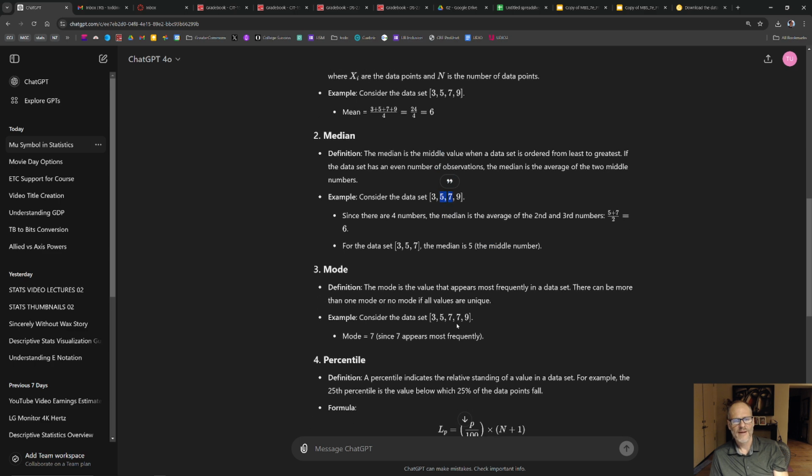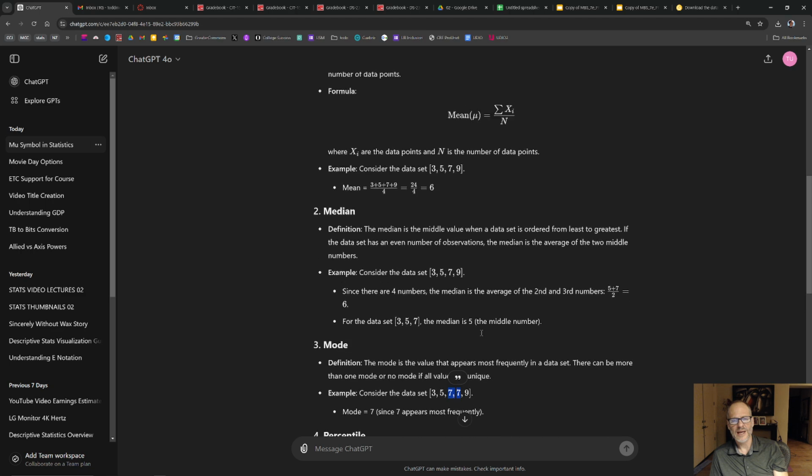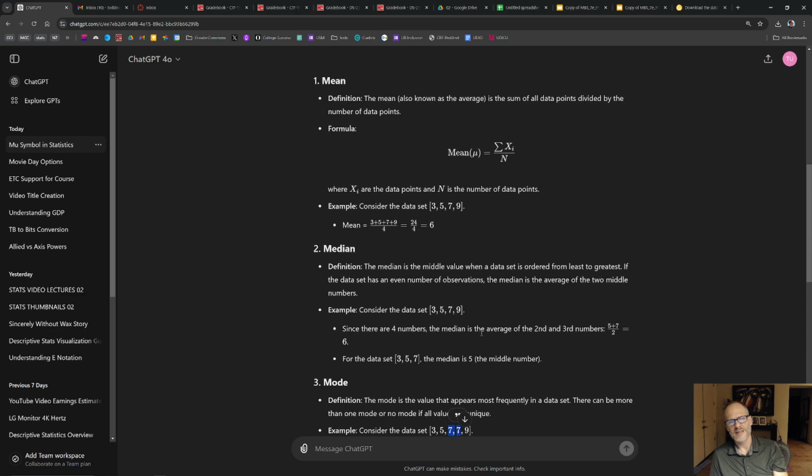And then the mode is the number which occurs the most frequently. Here we have two numbers that occur, so that's our mode, right? Again, this is descriptive statistics, but we're describing the data using other numbers.